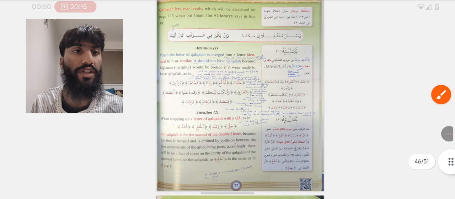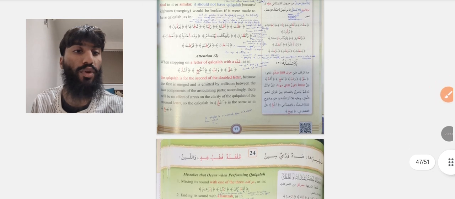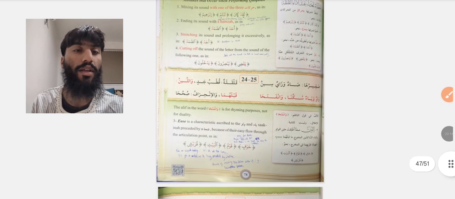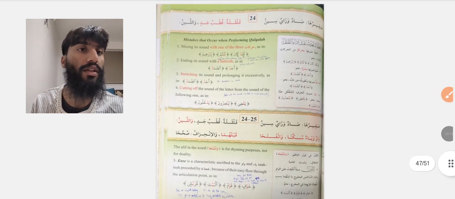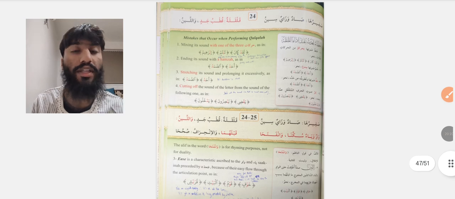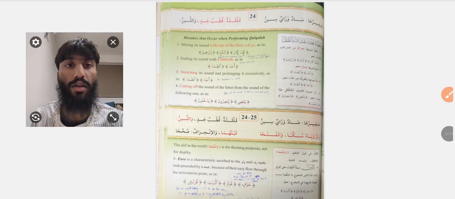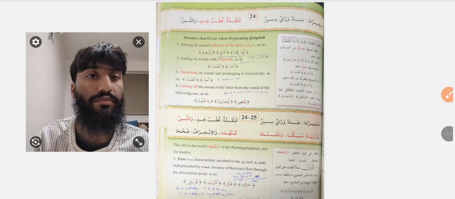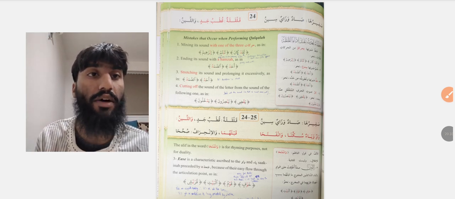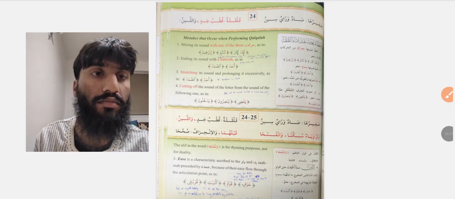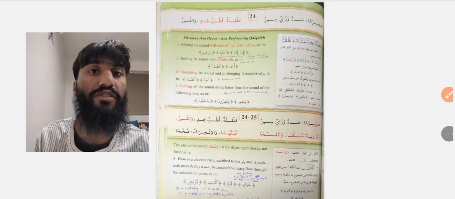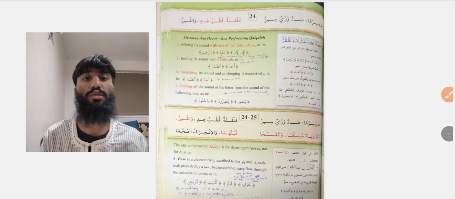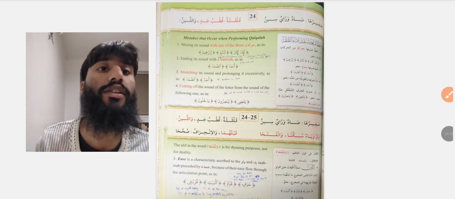I think we've finished here because we've gone through. Okay, no. We have one more left. Now when it comes to mistakes with qalqala, there are four main ones. First is that you mix a sound with the harakat. And this is very, very common, unfortunately. You'll hear it everywhere, and you may spot it in yourself.